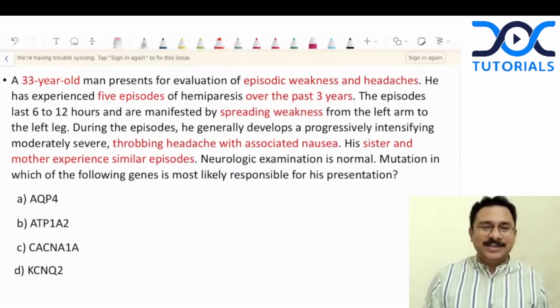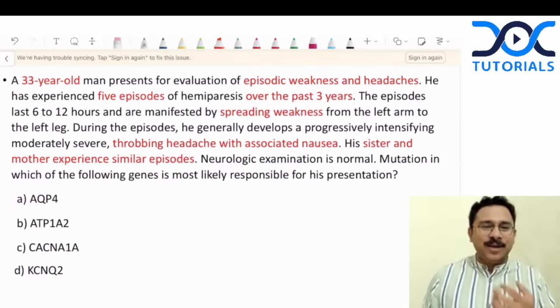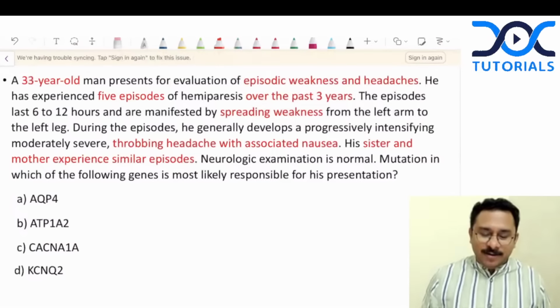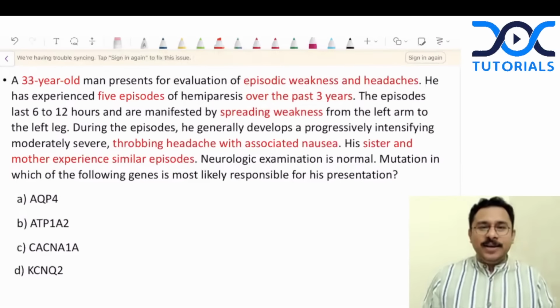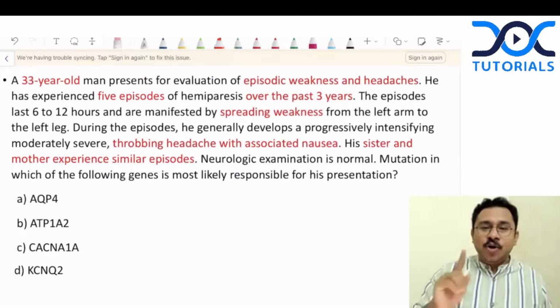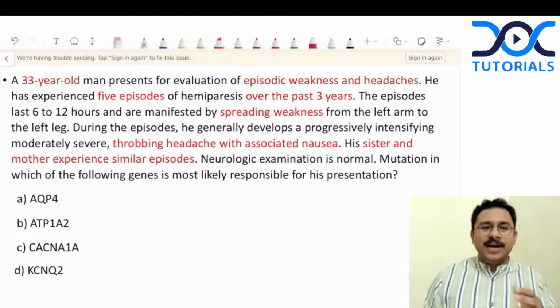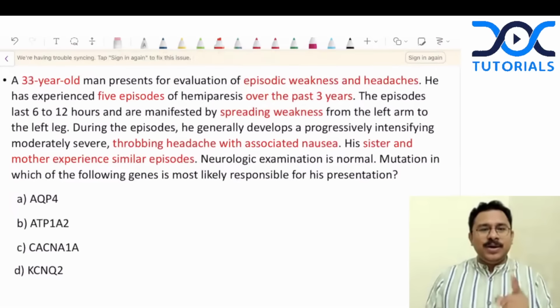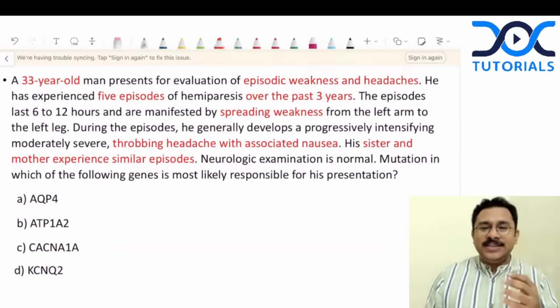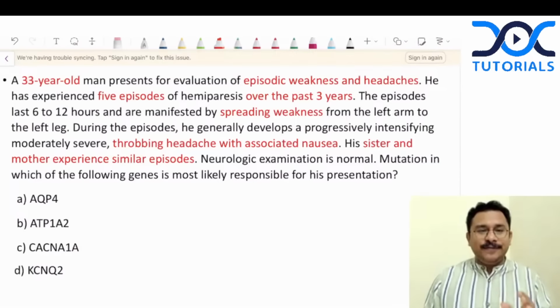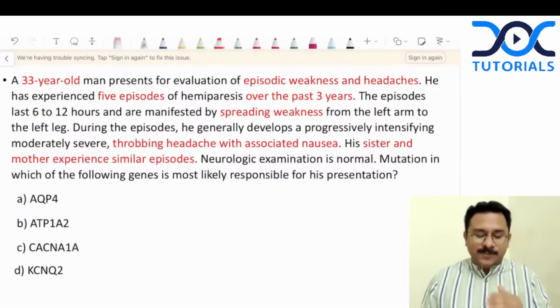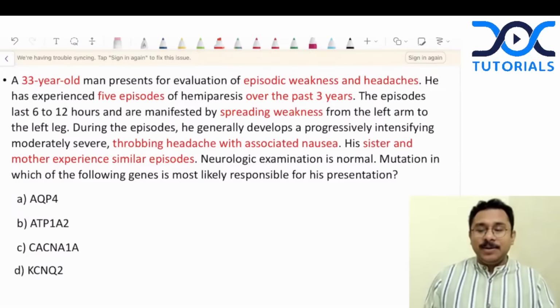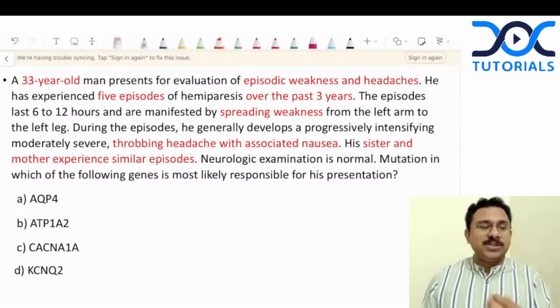Okay, let's go to the next question. This one, not so easy, but let me see if you can pick this up. A 33-year-old man presents for evaluation of episodic weakness and headache. He has experienced 5 episodes of hemiparesis over the past 3 years. The episodes last 6 to 12 hours and are manifested by spreading weakness from left arm to left leg. During the episodes, he generally develops a progressively intensifying, moderately severe throbbing headache with associated nausea. Sister and mother experience similar episodes. Neurological examination is normal. Mutation in which gene is responsible for this presentation?